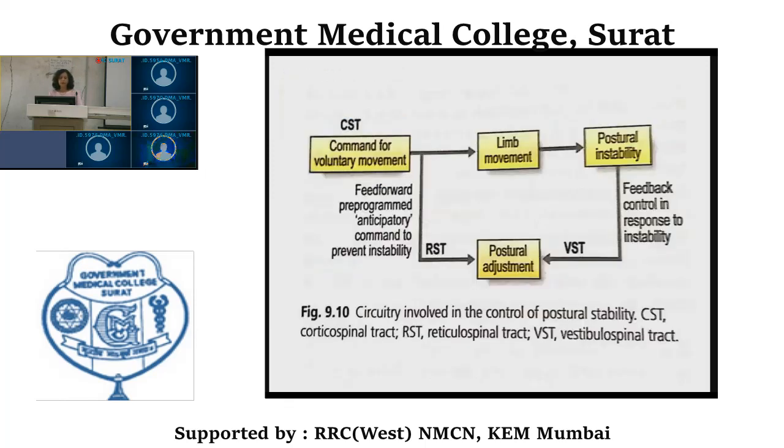Now, how do the reticulospinal tract and the vestibulospinal tract function? When a command is generated in the motor cortex, it is conveyed via the corticospinal tract, and the limb movement will occur. But if the command comes only through the corticospinal tract, the posture will be unstable.